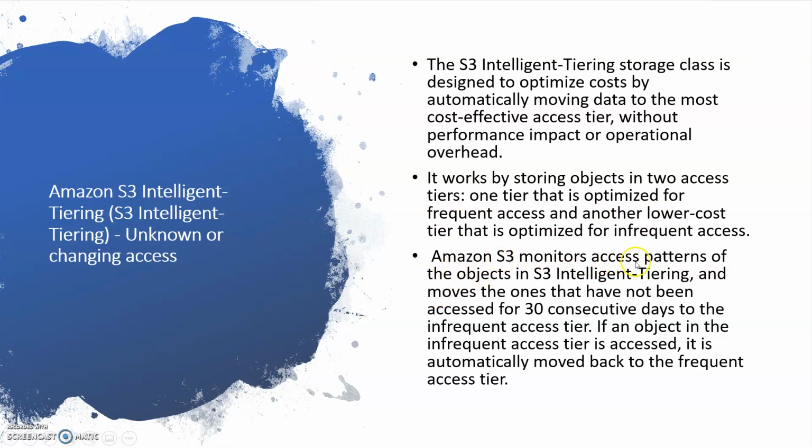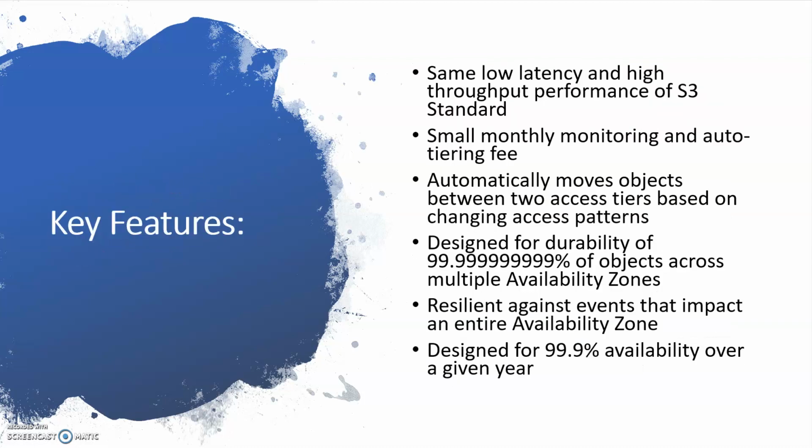And Amazon S3 monitors the access patterns of the objects in S3 Intelligent-Tiering and moves the ones that have not been accessed for 30 consecutive days to the infrequent access tier. So basically, it's going to see which data you require frequently and which data you don't. Now, the Intelligent-Tiering key features: the same low latency and high throughput as S3 Standard general purpose, and a small monthly monitoring fee and auto-tiering fee. It is not free as compared to S3 Standard.